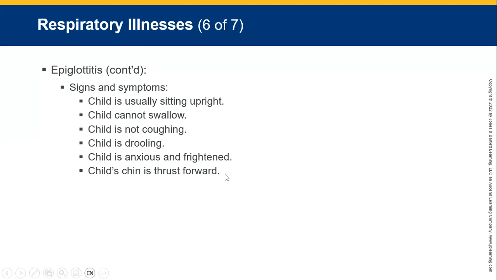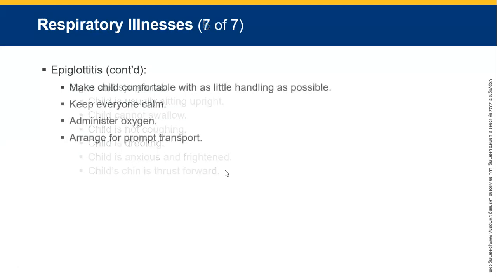And then your general signs and symptoms of choking would include difficulty breathing. Okay, make the child comfortable with as little handling as possible. Keep everyone calm. Administer oxygen. Remember, low flow rate, or just use a mask held away from the child's face to try and increase oxygen. Arrange rapid transport to hospital.